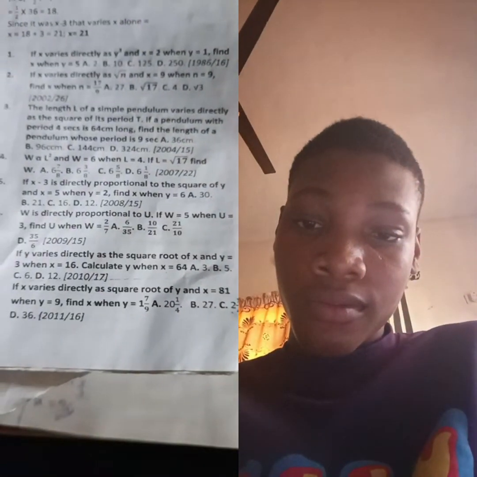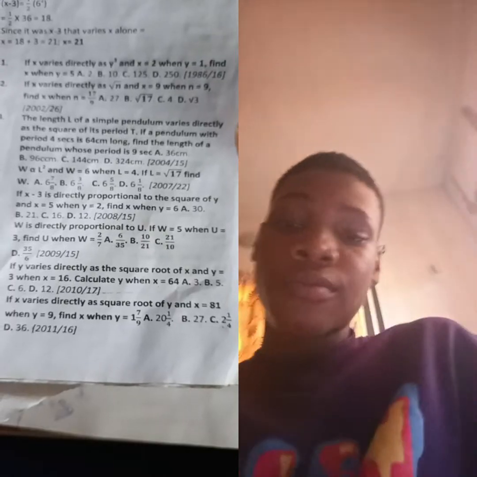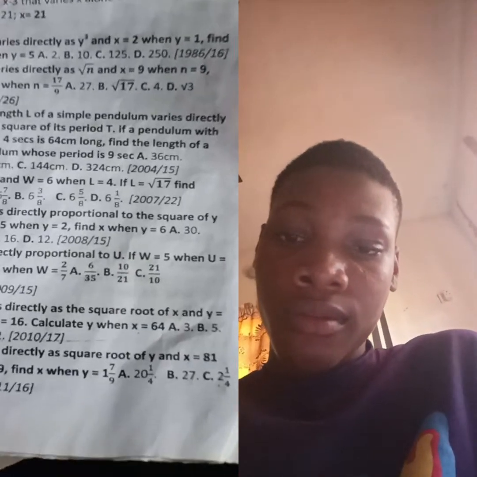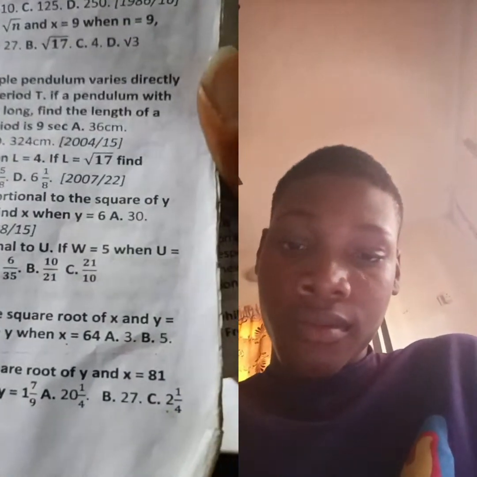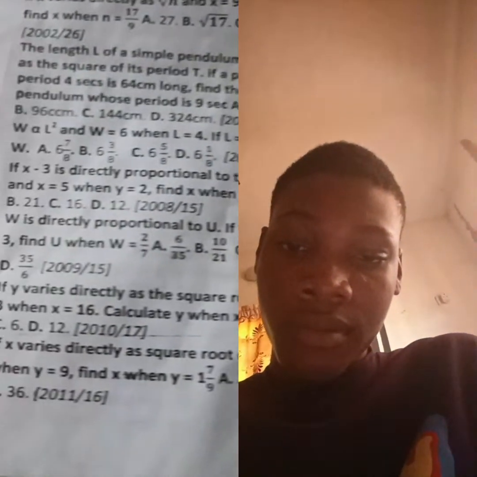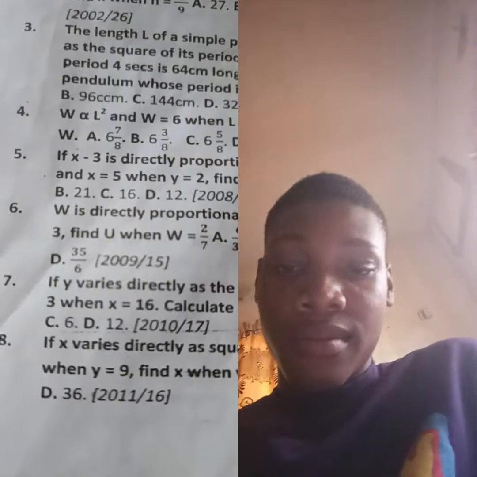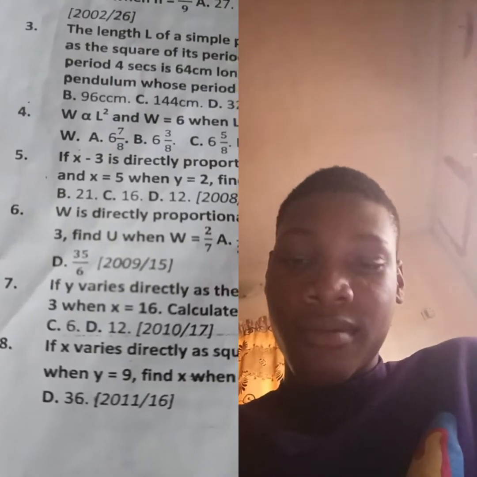Now look at the options. I hope you saw the question. You are still aware of the question we solved, JAMB 2011. Option A, 20 whole number 1 over 4. Option B, 27. Option C, 2 whole number 1 over 4. Option D is what? 36. So did we get the answer? Yeah. Good. And that is it about direct variation. There is nothing there in direct variation.